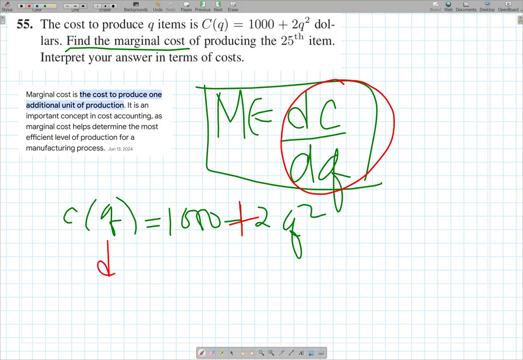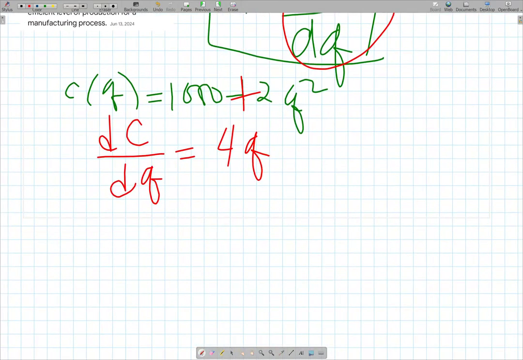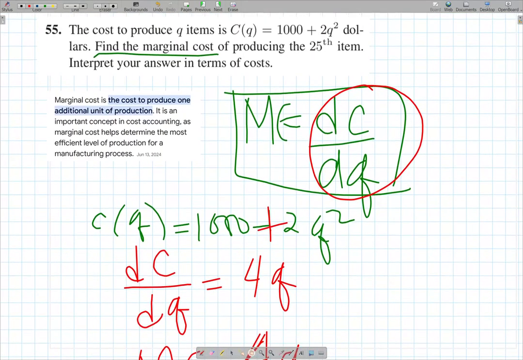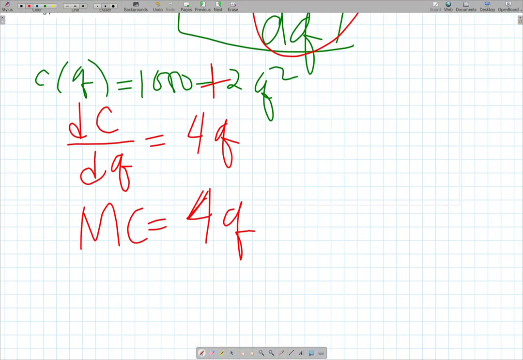So derivative of C with respect to Q is dC over dQ. Okay, derivative of constant 1000 is 0, and derivative of 2Q square, 2 times 2 is equals to 4. Then Q, 2 minus 1 is 1. Okay, so your marginal cost is equals to 4Q. Alright, 4Q. So he is looking for the 25th item. So you will just substitute your Q as 25.